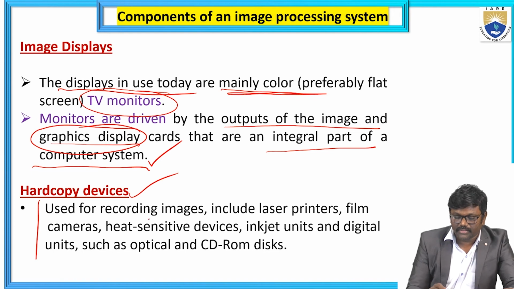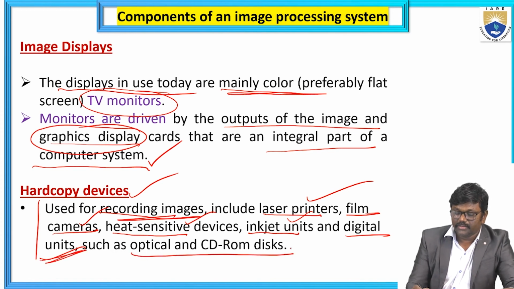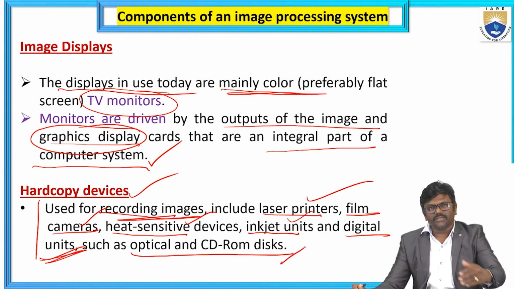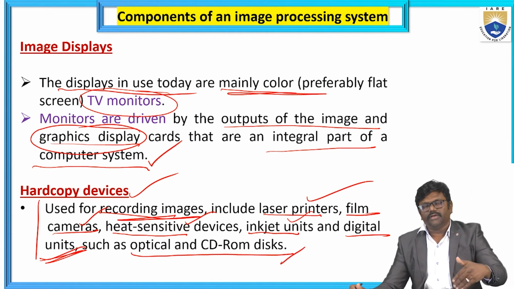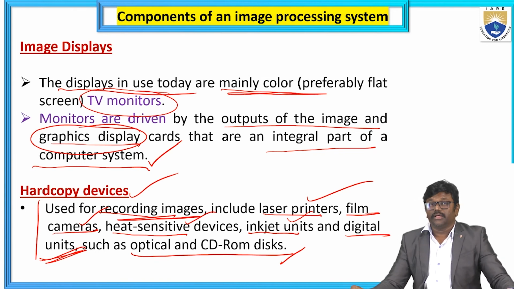Number one for recording images is laser printers. Number two is film cameras. Number three is heat sensitive devices. Another one is inkjet units. Next one is digital units. And digital units, again we may have a doubt, are nothing but optical and CD-ROM disks. So these are the hardware devices which we recommend for recording the images.